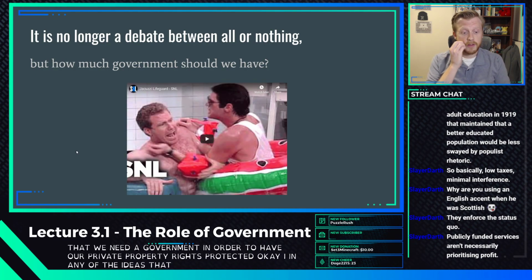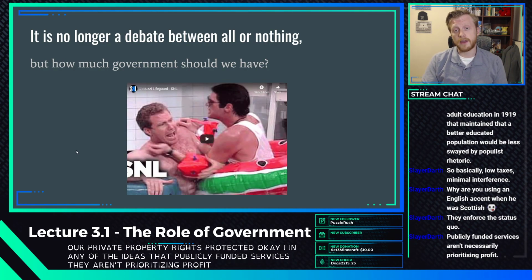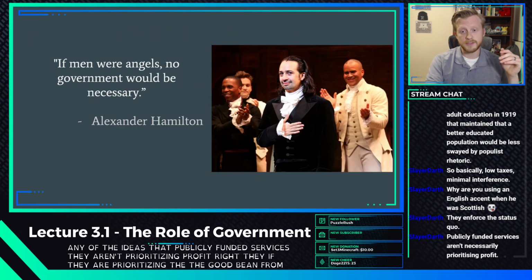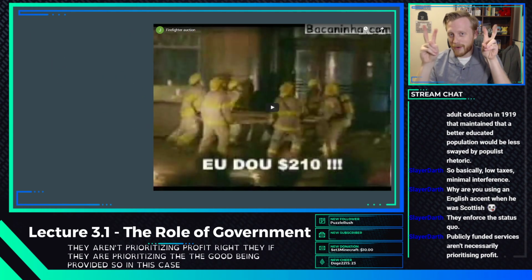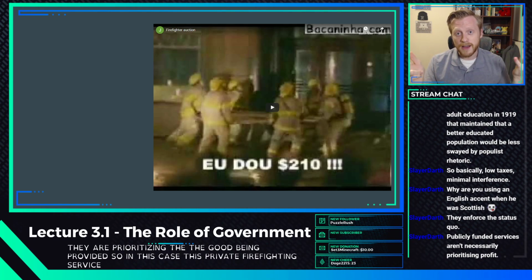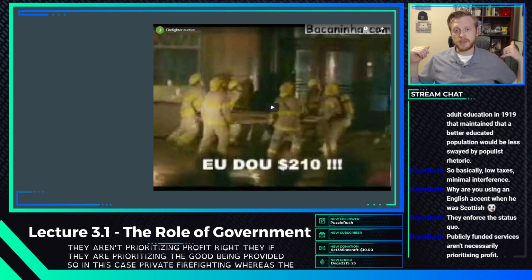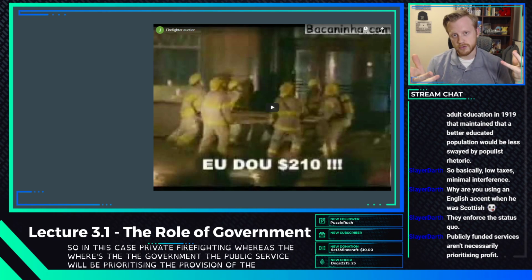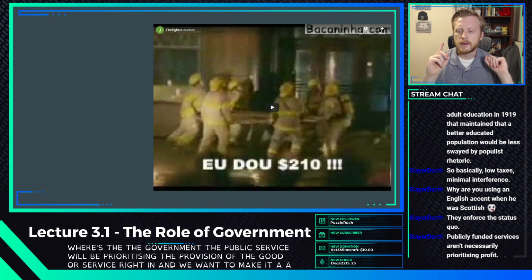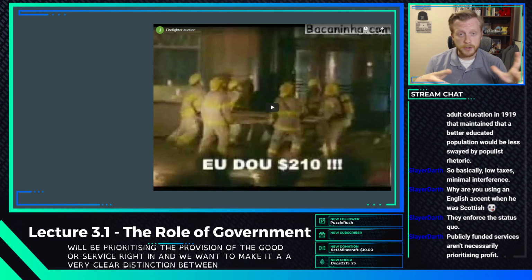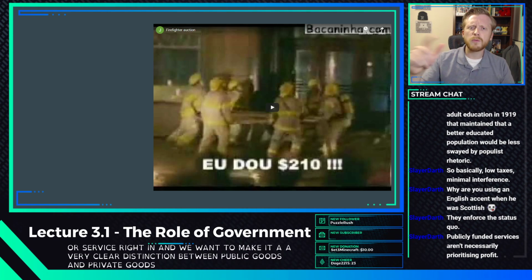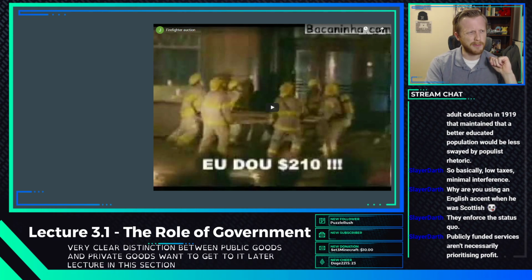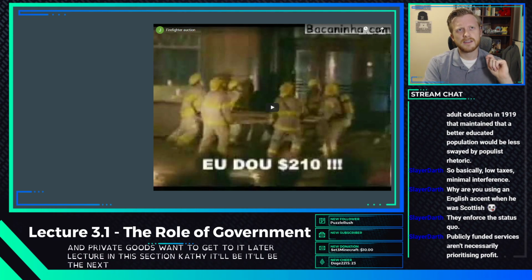And the idea is that publicly funded services aren't prioritizing profit, right? They are prioritizing the good being provided. In this case, the private firefighting service is prioritizing profit, whereas the government, the public service, would be prioritizing the provision of the good or service, right? We want to make a very clear distinction between public goods and private goods once we get to a later lecture in this section. I think it'll be section 2, or section 3.